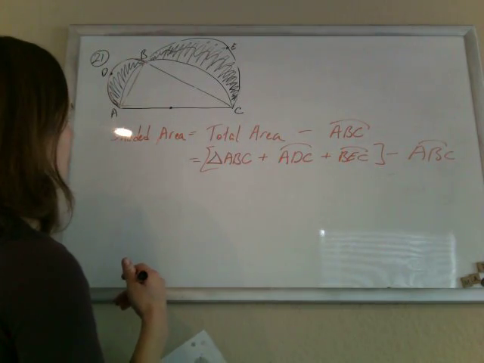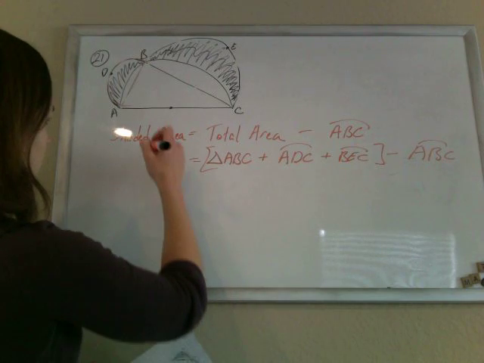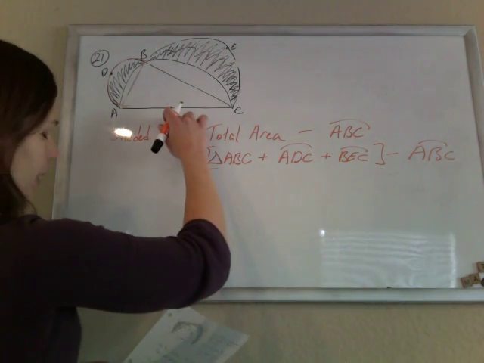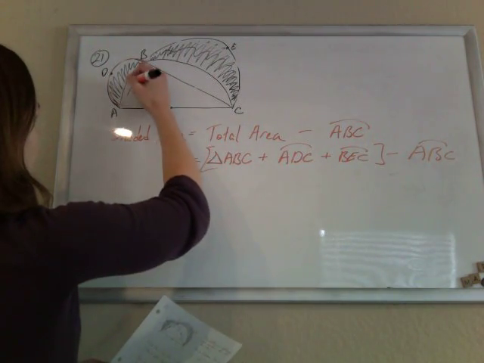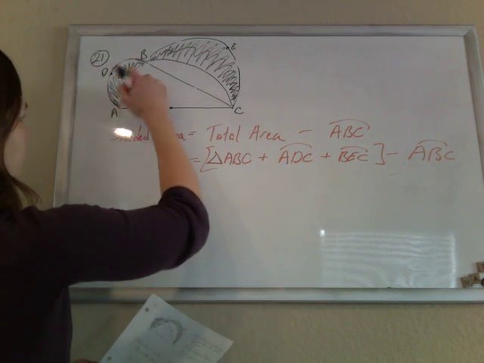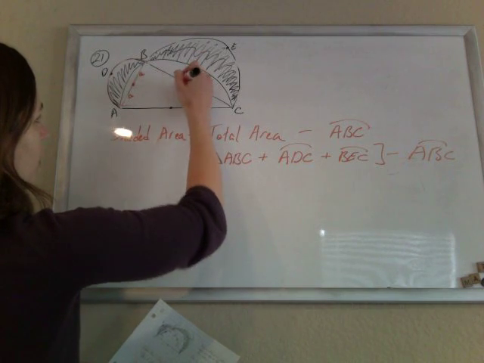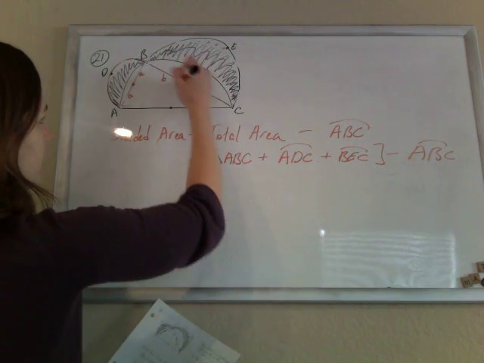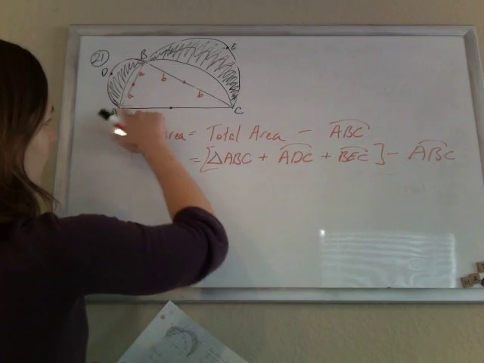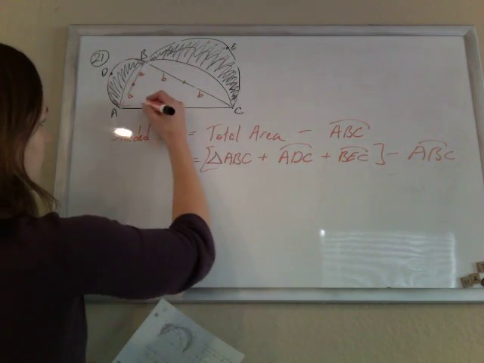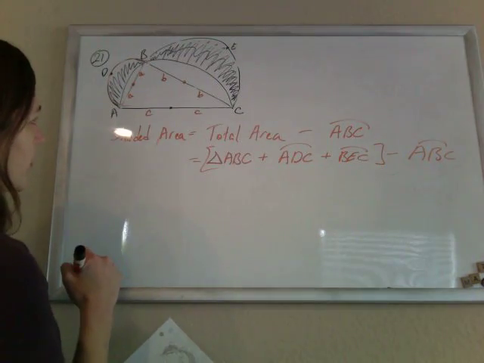Okay, so now let's give this some variables. I want to call the radius of this circle here A, so I'll have A and A. And I'll call the radius of this semicircle B, so I'll have B and B. And the radius of the big semicircle C.